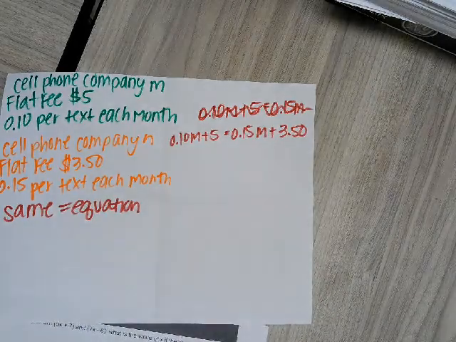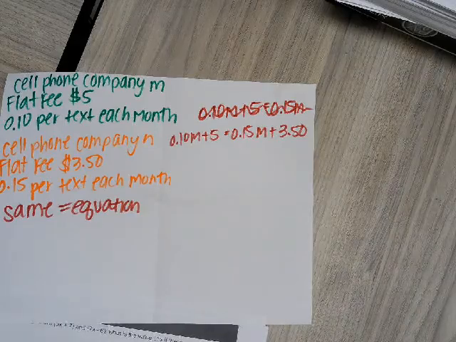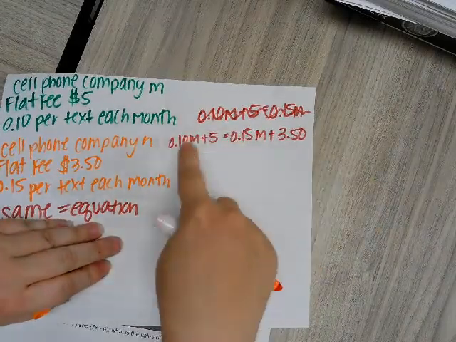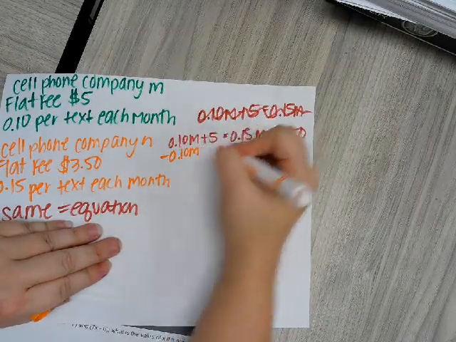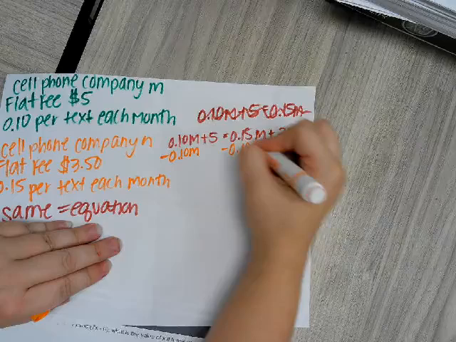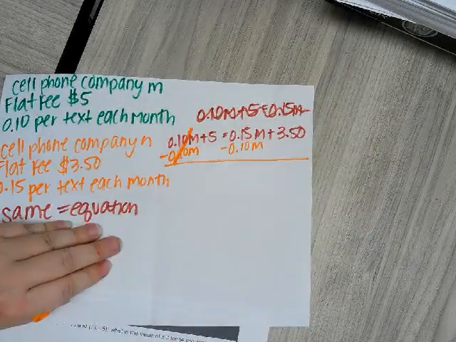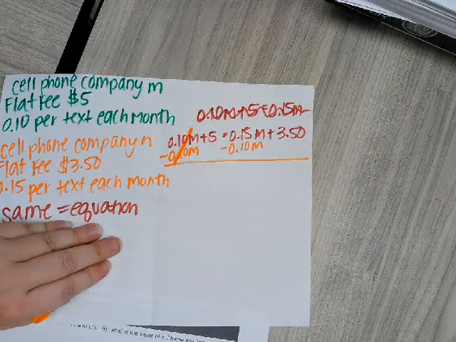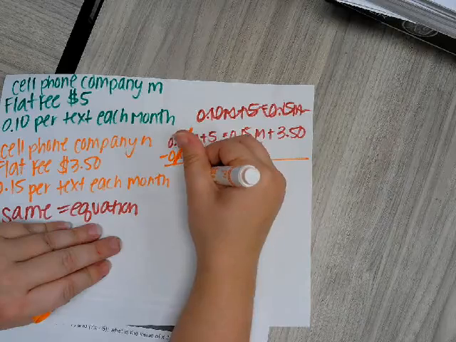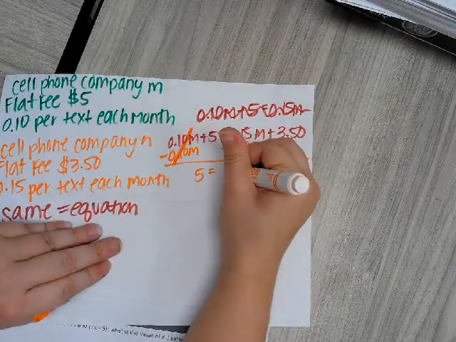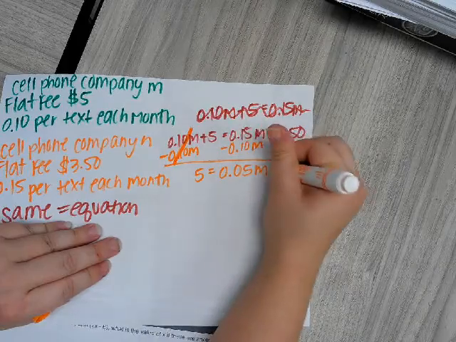First, I like to move my variables. So I'm going to take the smaller one first. So this is minus 10 cents m. My 10 cent m and my 10 cent m zero out. So we have 5 equals 0.05m plus 3.50.